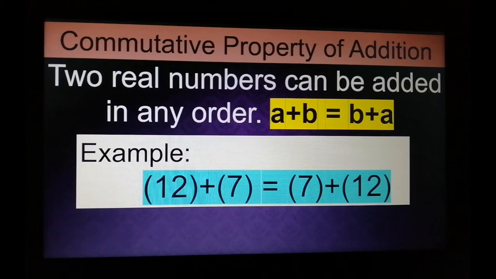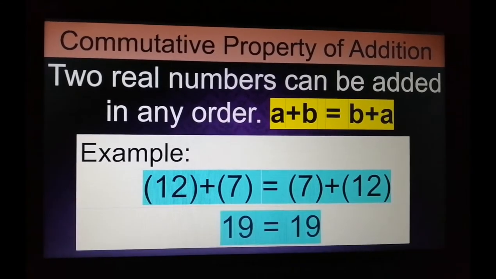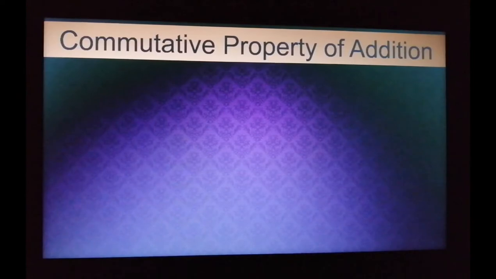So, pinagbaliktad lang natin sila. So, tingnan natin kung pare sila ng sagot. Yes, they have the same answer. So, 12 plus 7 is equal to 19 and 7 plus 12 is also equal to 19. So, ang tawag po doon kapag pinagbabaliktad ay commutative property of addition. Commutative property of addition again.